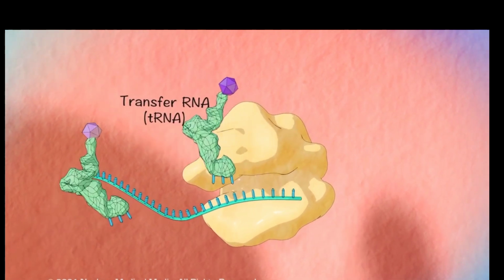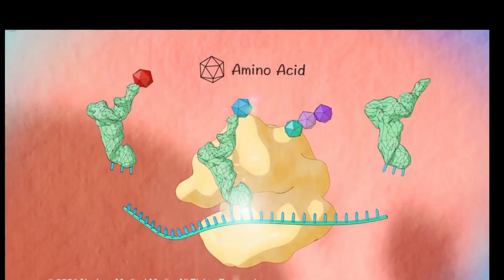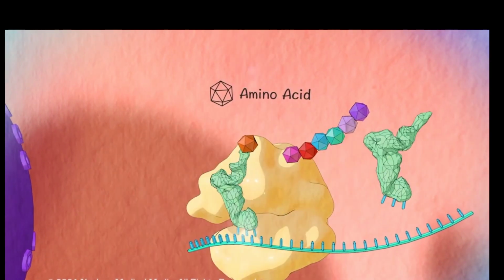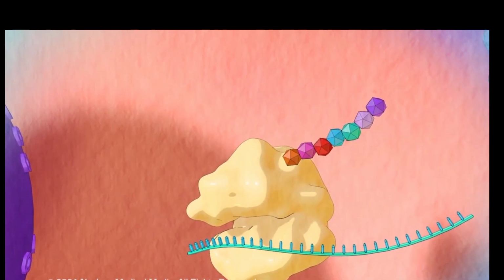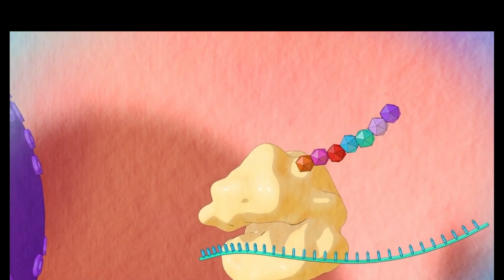Finally, transfer RNA in the cytoplasm brings specific amino acids to the ribosome so that the particular protein encoded by the recipe can be made. We'll cover more detail about the way DNA and RNA make proteins.